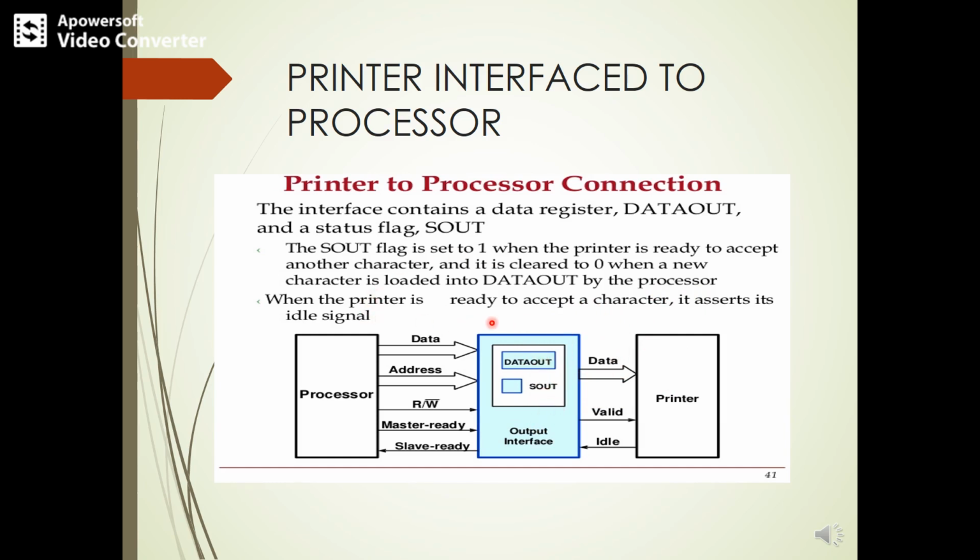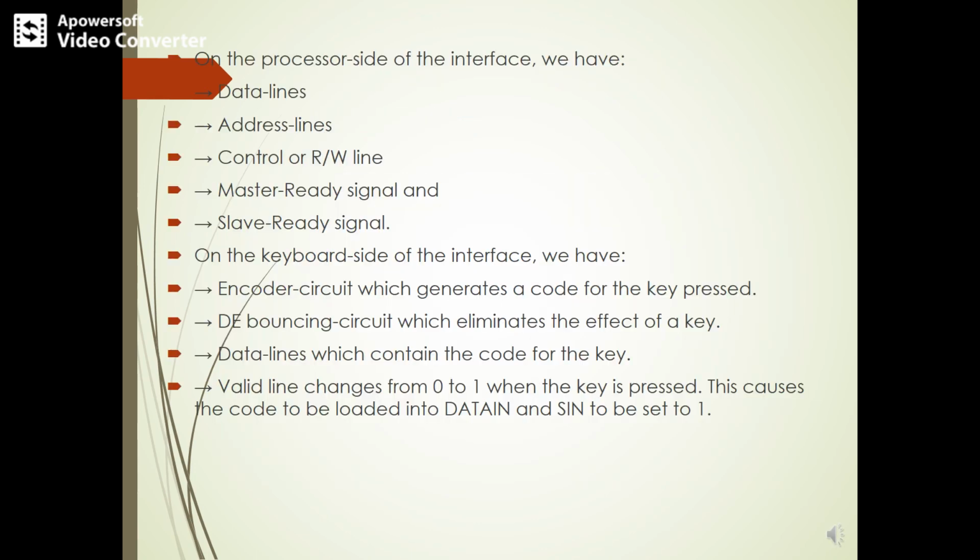When the printer is ready to accept a character, it asserts its idle signal. So that means it is ready to receive any character. So from the data out, the value or information will be transferred into the printer, that is nothing but the output device.